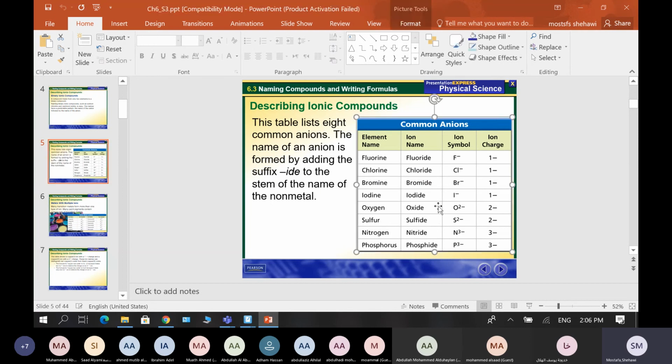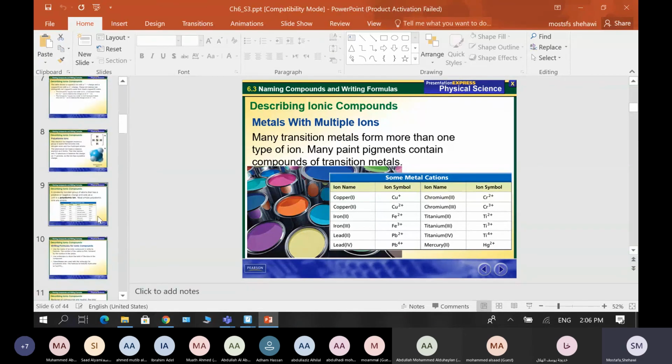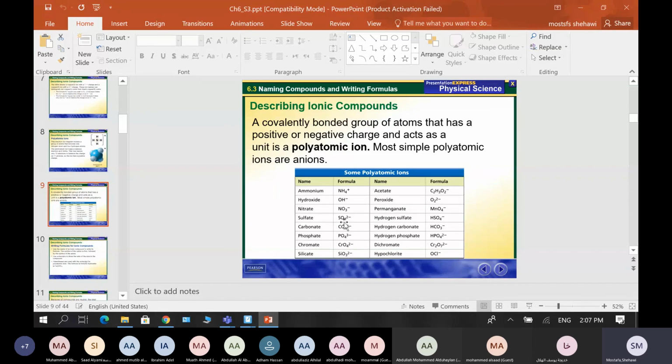So this one we take, the negative ions, and name them: fluorine, fluoride, chlorine, chloride. The second table is talking about the transition metals and the oxidation number, each one having more than one oxidation number. And after this, you will take this table, which is talking about polyatomic ions. So we have 4 tables that you have to know.